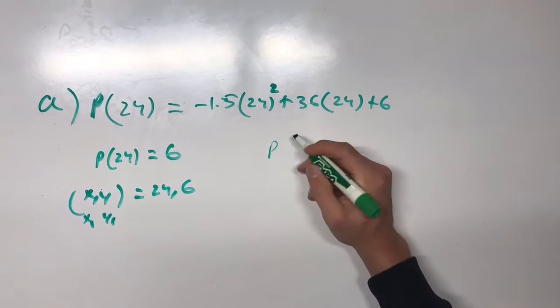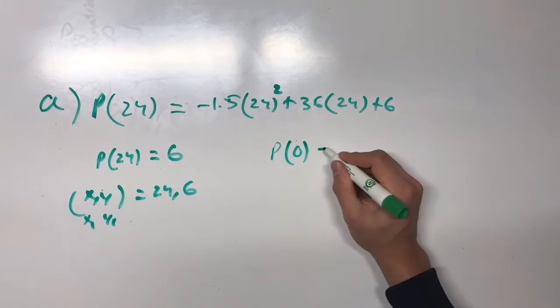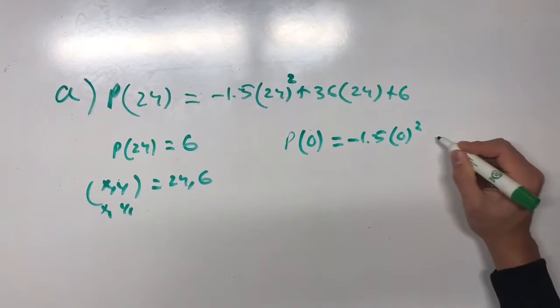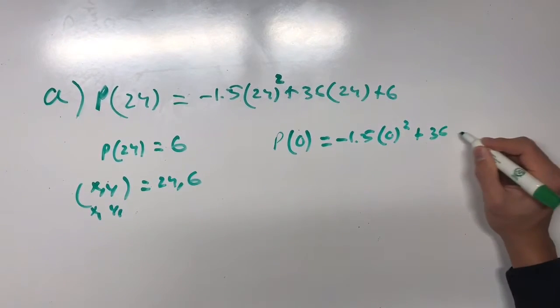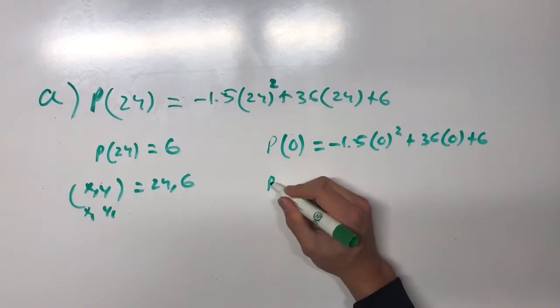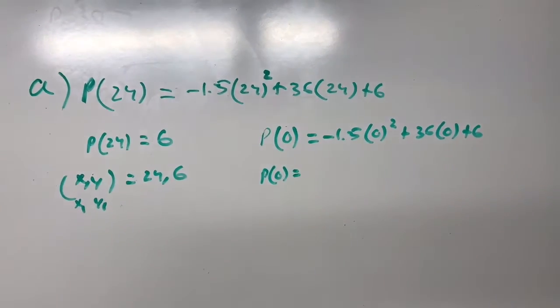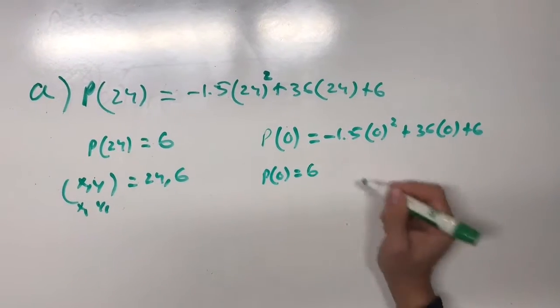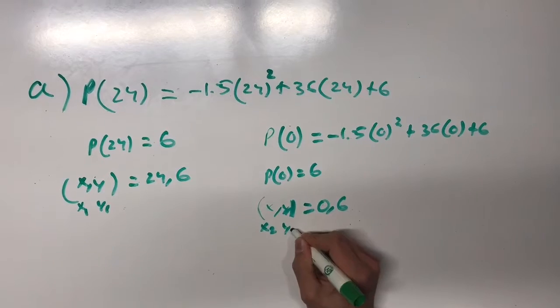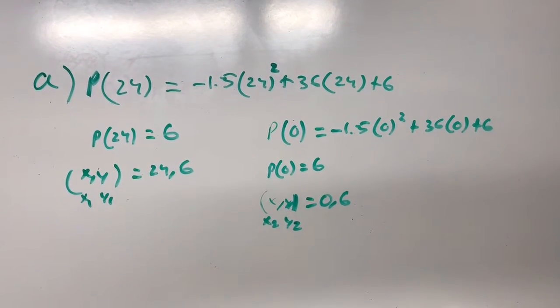So now, since you're finding the rate of change in the population between years 2000 and 2024, you're going to plug in 0 for 2000 as t. So you're going to plug that into your original equation, replacing the t. So p of 0 will also equal 6. So 0 becomes your x2, and 6 becomes your y2.